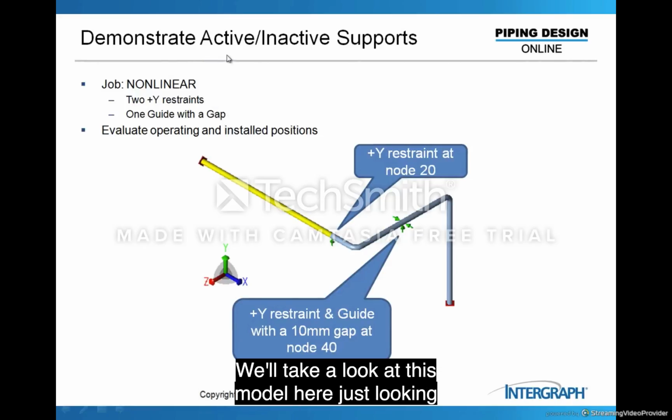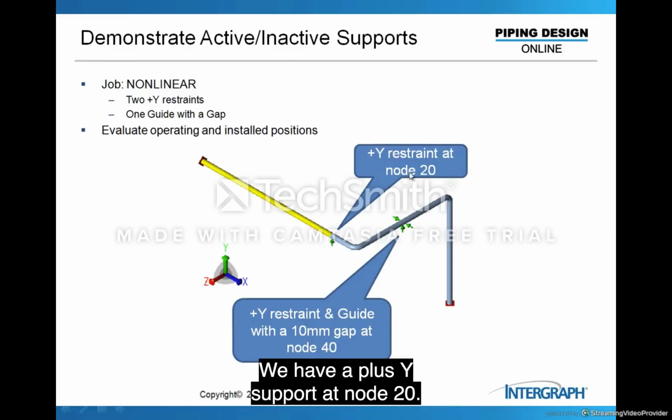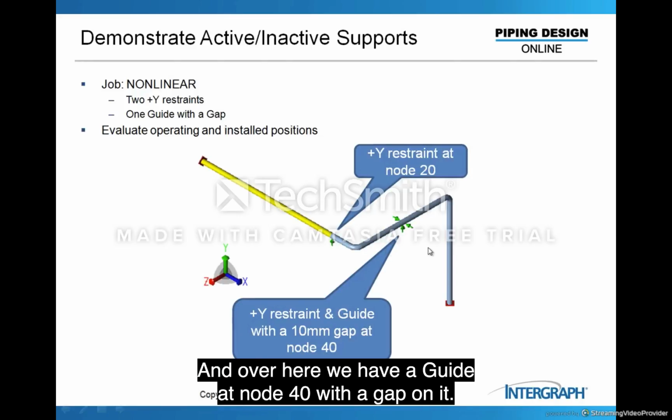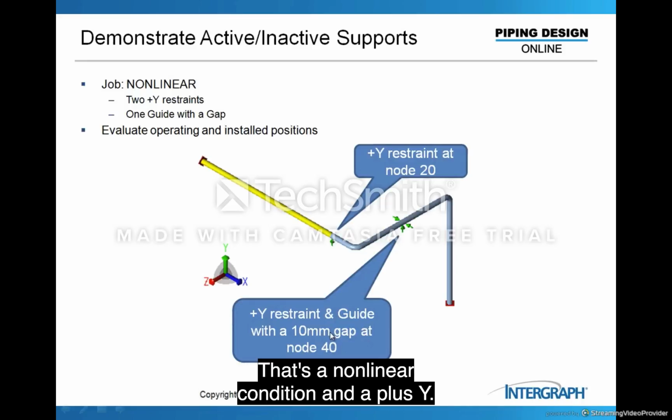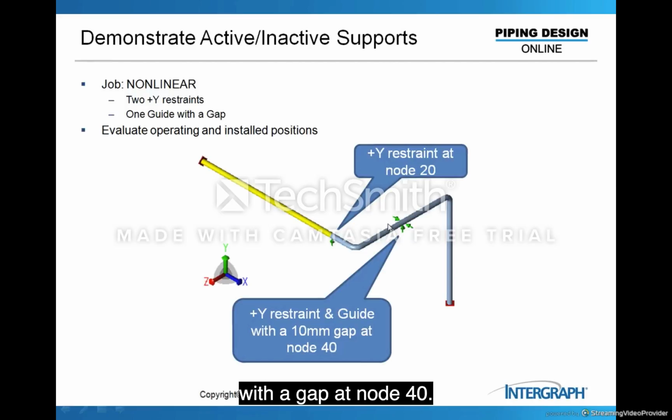We'll take a look at this model here, just looking at the active and inactive restraints in it. It's a pretty small model. We have a plus y support at node 20. We see that there's no symbol on the top, so you know that is a plus y support. And over here we have a guide at node 40 with a gap on it. That's a nonlinear condition, and a plus y. So we have two restraint node numbers, 20 and 40: a plus y at 20, and a plus y and a guide with a gap at node 40. What we're going to look at is the operating and installed positions.